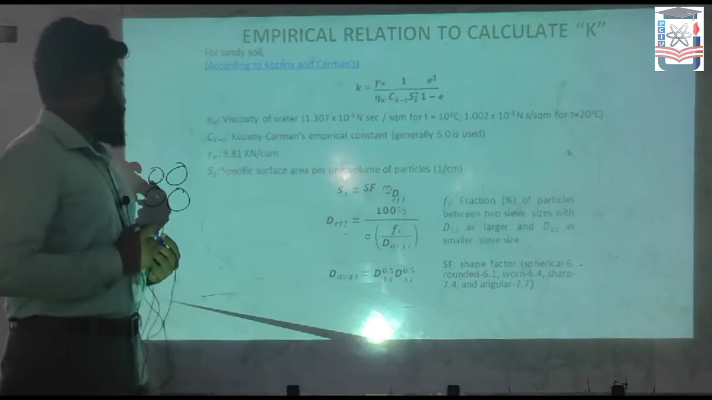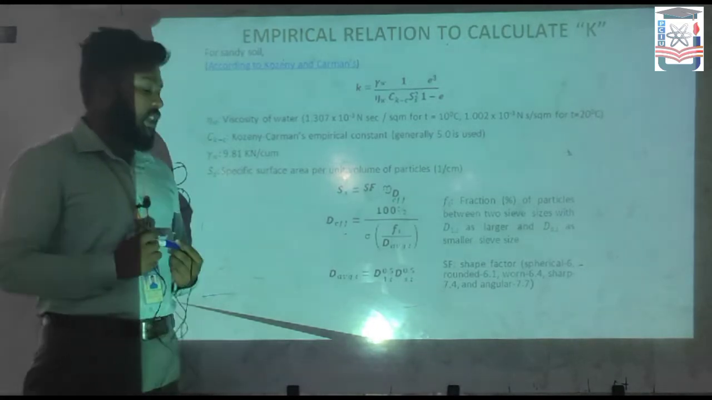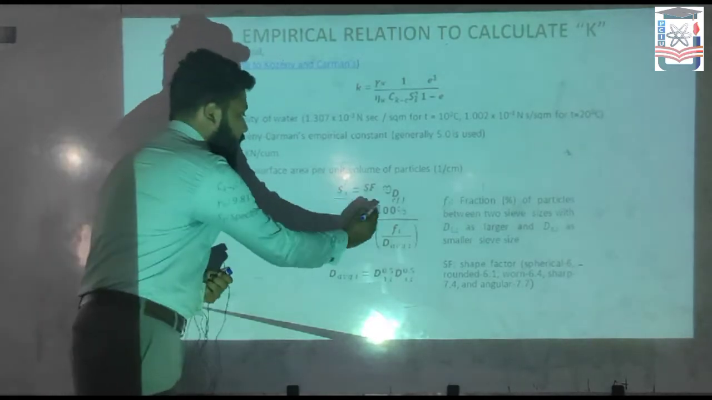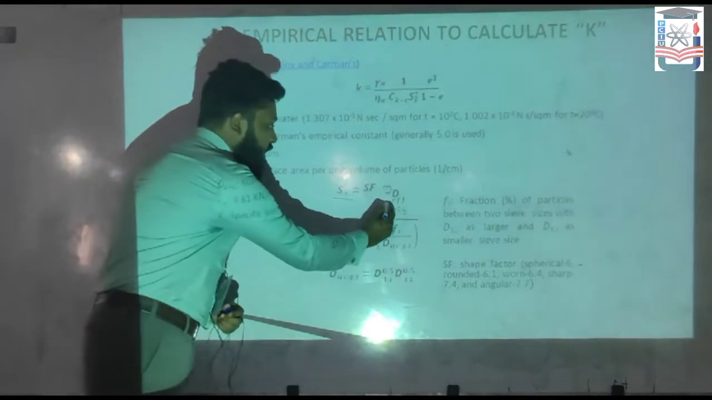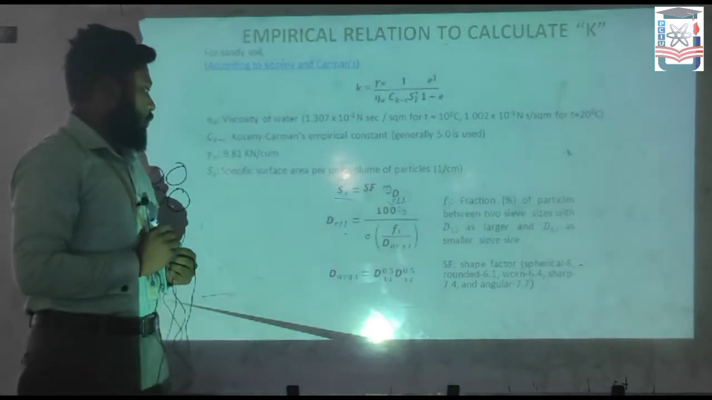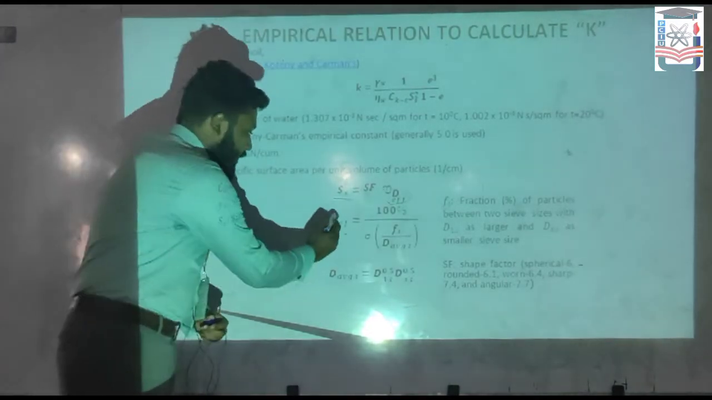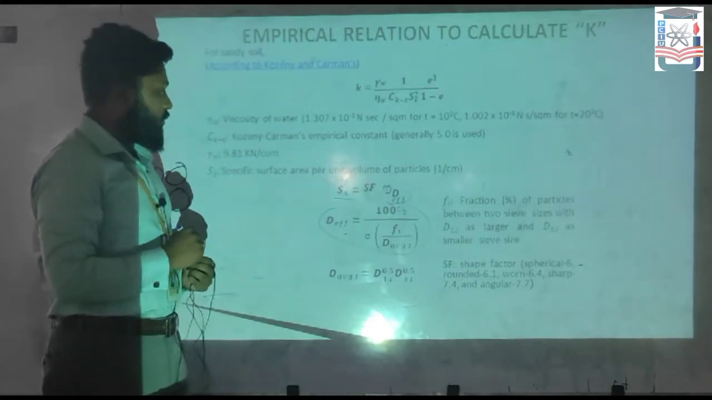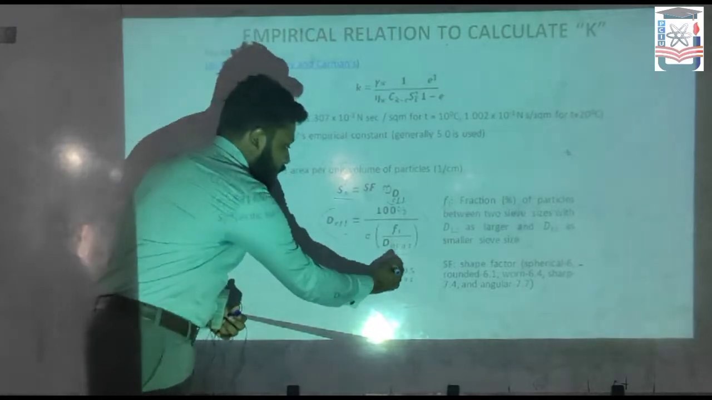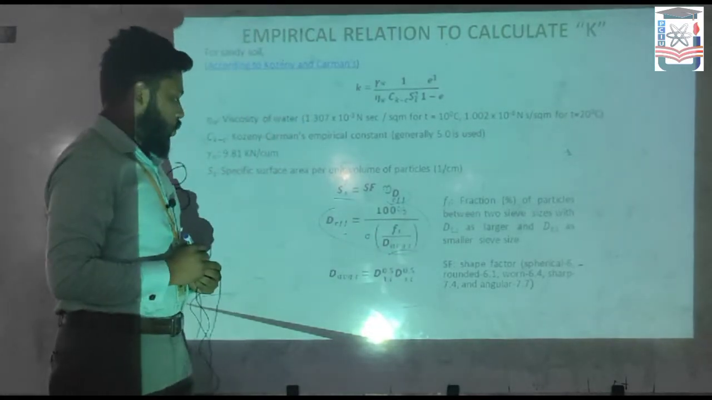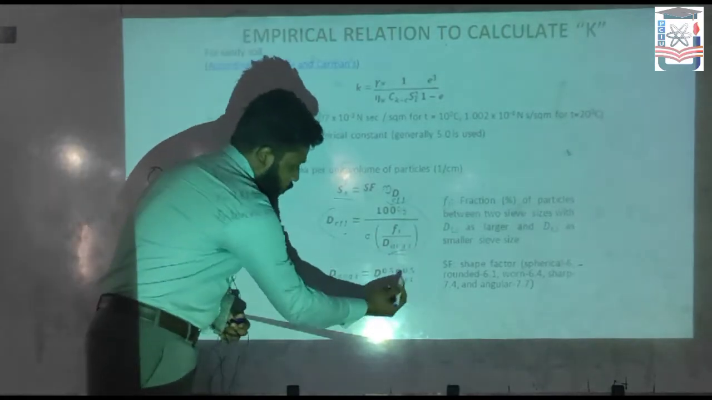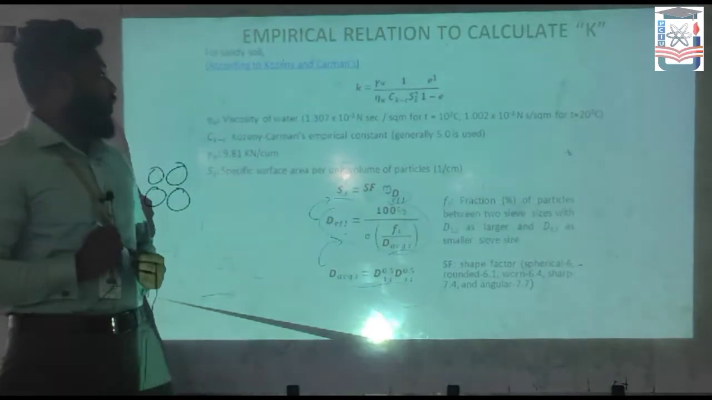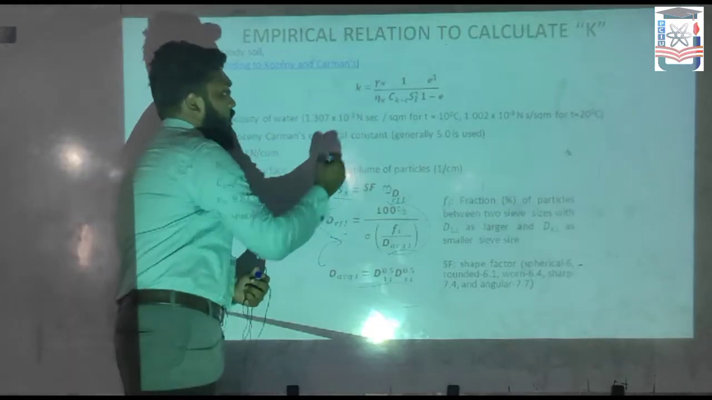Now we have SS, which is the specific surface area per unit volume of particles. We have to determine the value of SS from this formula, and in this formula we have D effective. So we have to determine the value of D effective from this equation, and to solve this equation we have to know the value of D average. To determine D average, we have to calculate this equation, then putting this value here, and again putting this value here, we get the value of SS, and putting this value here we complete the equation.